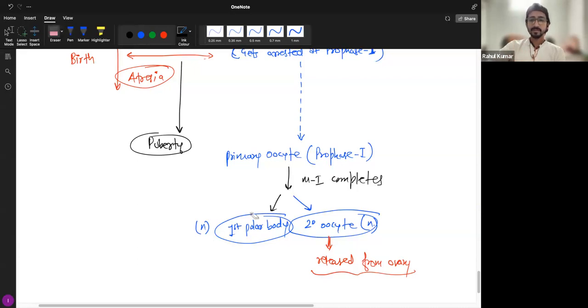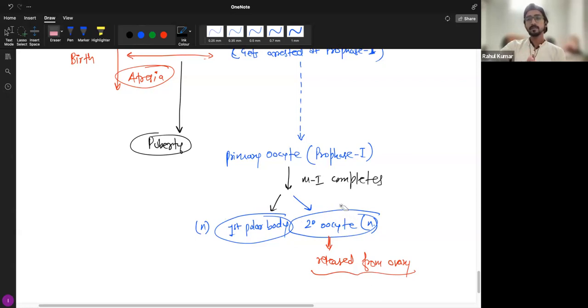Cell organelles are mostly not present, and just the nucleus is present. Whereas the secondary oocyte is a big cell. It has lots of cytoplasm, other cell organelles like mitochondria, ribosomes, etc., and also the nucleus. Both the polar body and the secondary oocyte are haploid, but the polar body's journey ends here. It degenerates and goes out of existence.